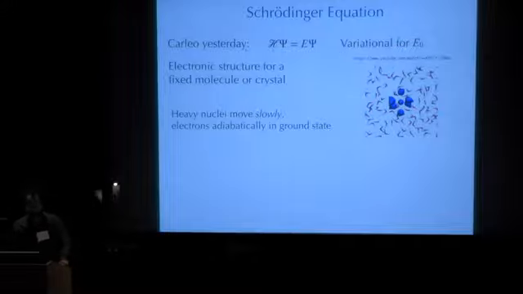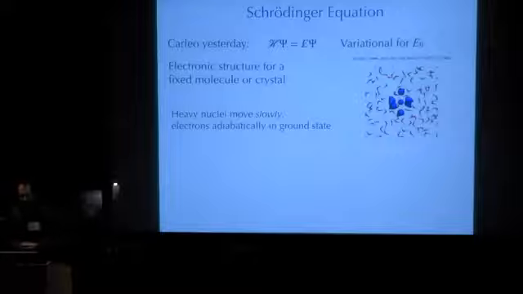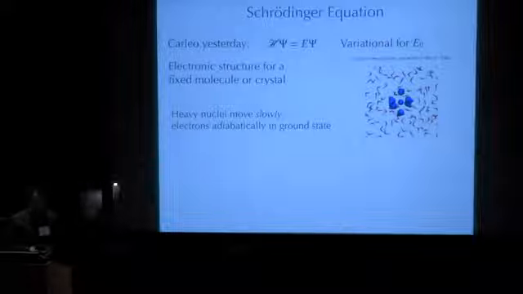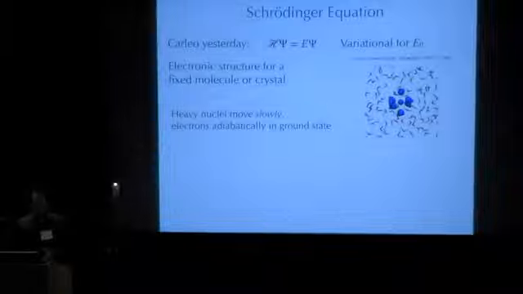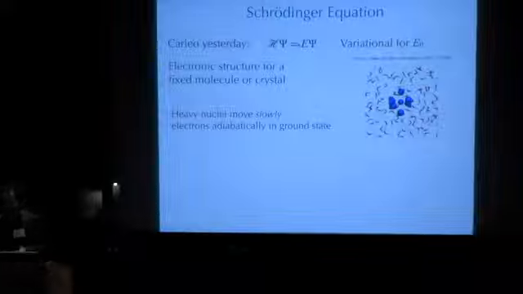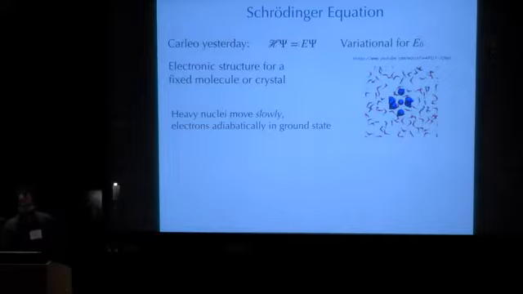So H psi equals E psi is how the world works. We know H. It's actually very simple. The problem is that this wave function is a very high dimensional object. And so exactly solving this equation for anything but the small systems is very, very difficult. It is, however, variational for the lowest eigenvalue, E0, and that's partly how people actually do try to solve it.